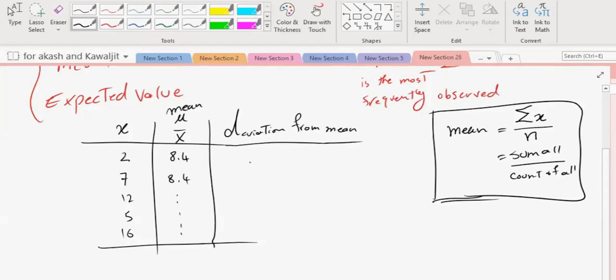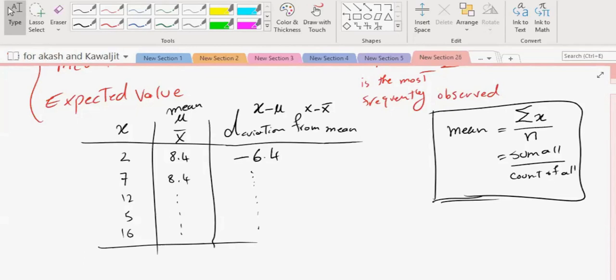So how much is the deviation of 2 from the mean? 6.4. Notice that deviation from mean is your observation minus the mean, or your observation minus x bar. And 2 is less than the mean, so the deviation is? Minus 6.4. Very good. And do that for every observation.